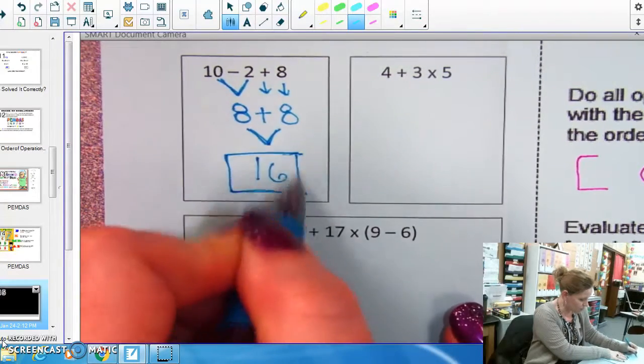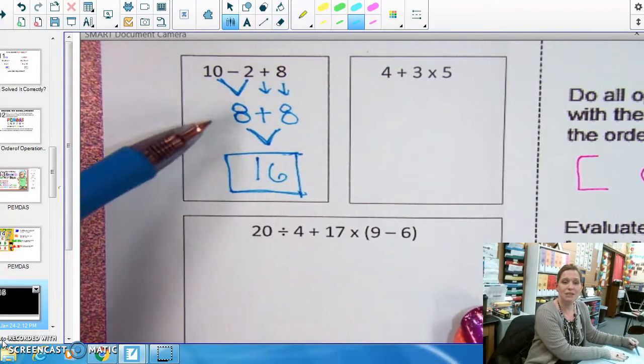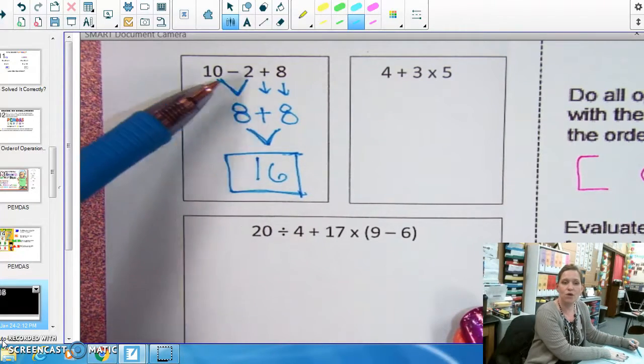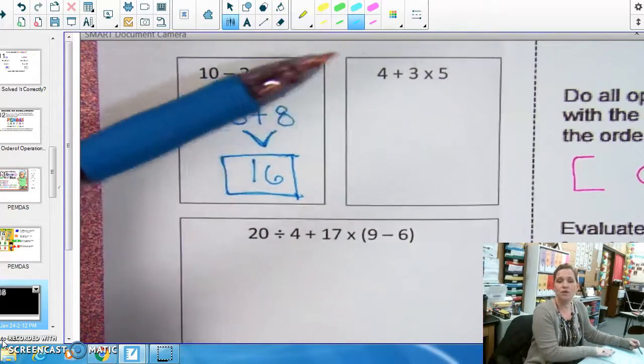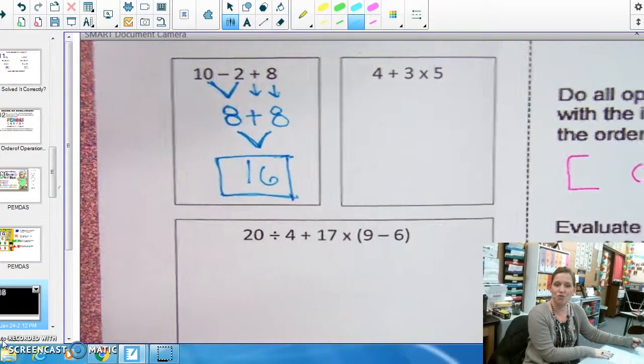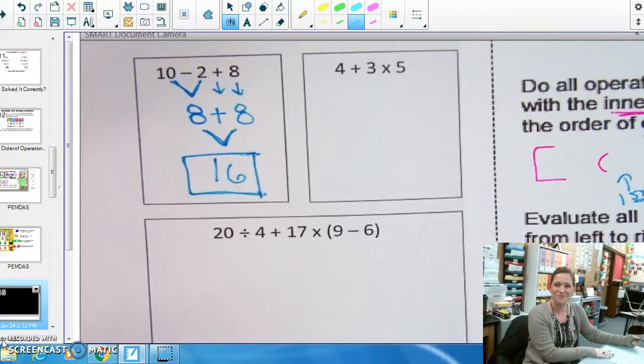So this one's a simple order of operations problem. But you can still see that if they are together, you have to make sure that you are going from left to the right. So what I'd like you to do right now is go ahead and do this next problem on your own and then show your teacher before you move on to the larger problem.